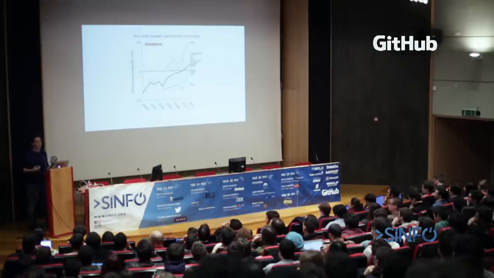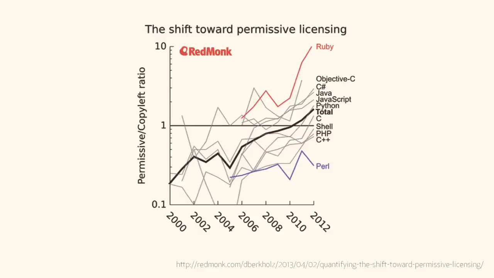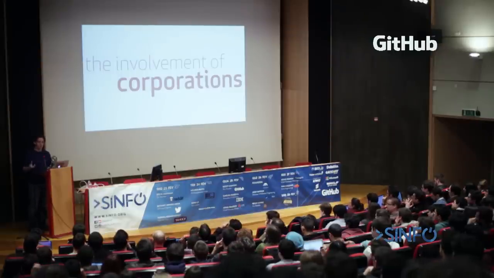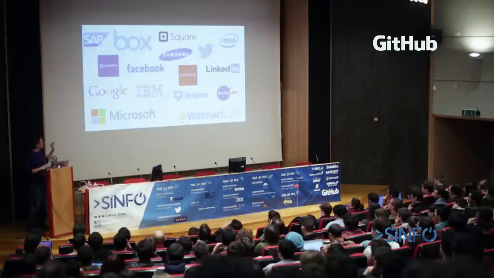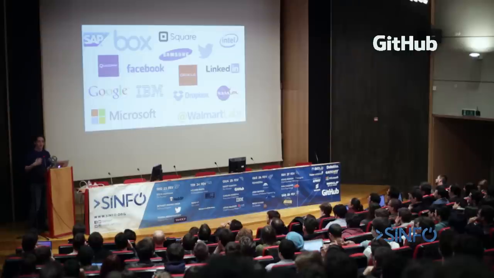because more companies are becoming involved, and companies don't want to have to deal with licensing that they have to worry about. And that brings me to the involvement of corporations, which I think is another really interesting aspect of the change of open source in the last few years. So this is a list of companies that I know are involved to some degree in open source, that have open source projects, that participate in the open source community.